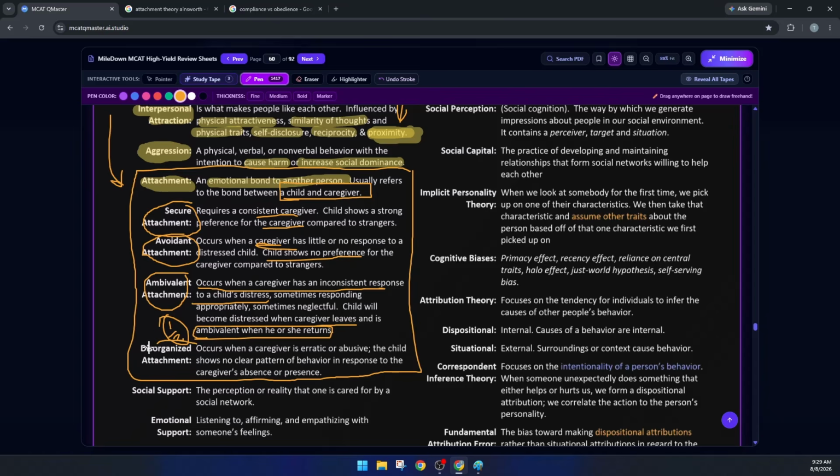Disorganized attachment occurs when a caregiver is erratic or abusive. The child shows no clear pattern of behavior in response to the caregiver's absence or presence. So the child actually does not know how to respond at all. It doesn't know whether it's going to cry. It doesn't know whether it's going to be satisfied when the caregiver is around, because the caregiver is so erratic or abusive. So this is attachment in social behavior.